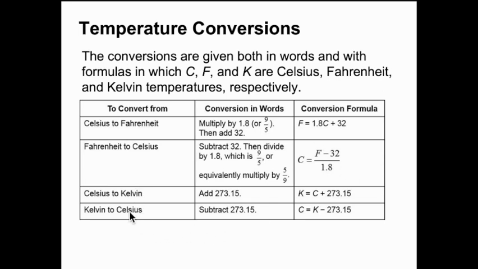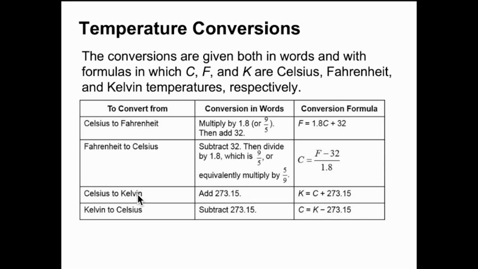Now down here, formulas involving Kelvin, we don't have formulas to go back and forth between Kelvin and Fahrenheit. We only have the formulas for Celsius and Kelvin. So if we want to go between Kelvin and Fahrenheit or in the other direction, we're going to have to make two steps. So for example, if I want to go from Fahrenheit to Kelvin, I first need to change Fahrenheit to Celsius, and then I change Celsius to Kelvin.